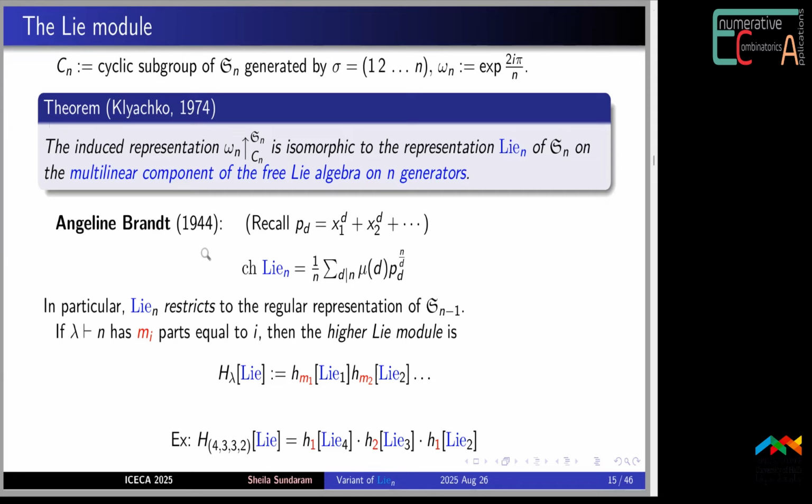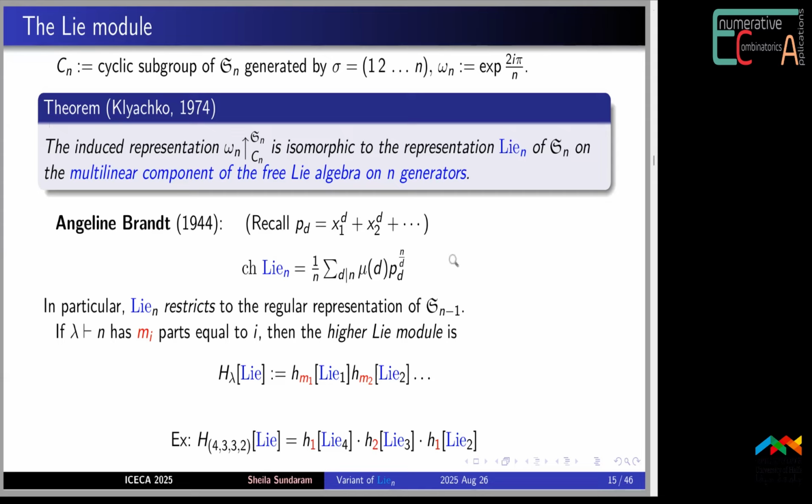But already a long time before that, Angeline Brandt in 1944 had computed the Frobenius characteristic. So let me say something here about this expression. It is 1 over n, sum over divisors d of n, mu of d, where mu is the number theoretic Möbius function, times p_d to the n over d. It's actually not hard to show that this is the Frobenius characteristic of this induced representation. So this also follows by Schur-Weil duality from this theorem of Angeline Brandt.